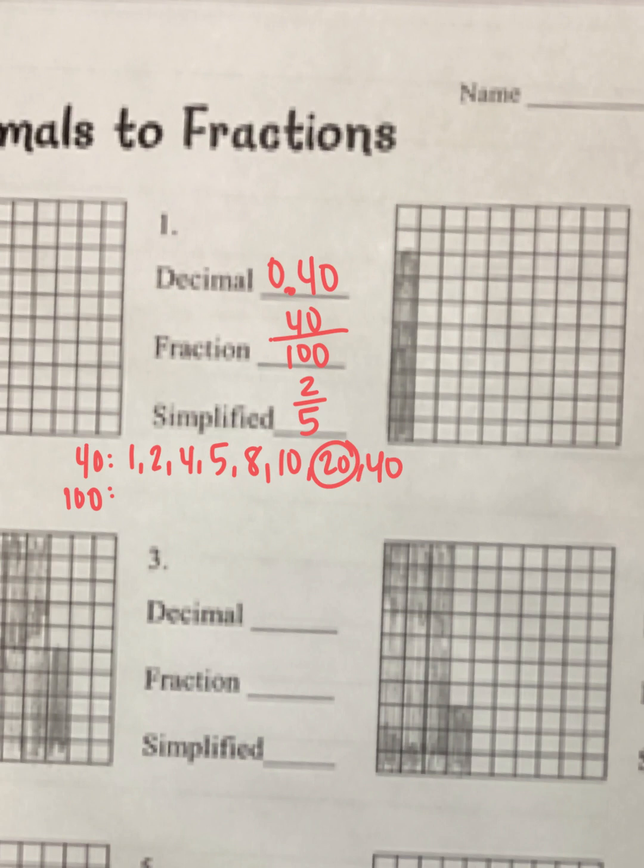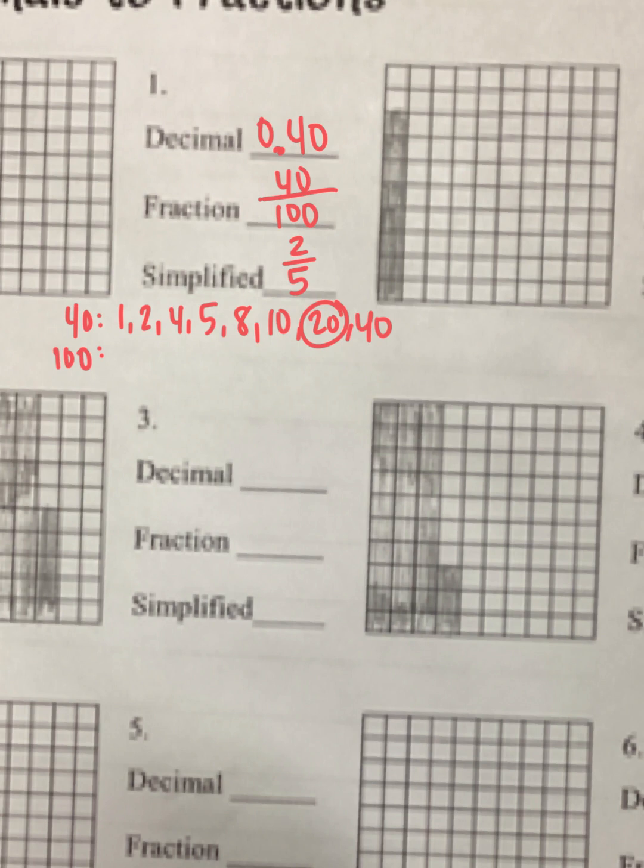My fraction is 8 over 100. If I were to list out my factors for 8, which one of these numbers can also evenly divide into 100? The greatest one would be 4, because I know that 100 divided by 4 is 25. So 8 divided by 4 is 2. 100 divided by 4 is 25. So 2 25ths. Can it be simplified even further? That's as far as it'll go.